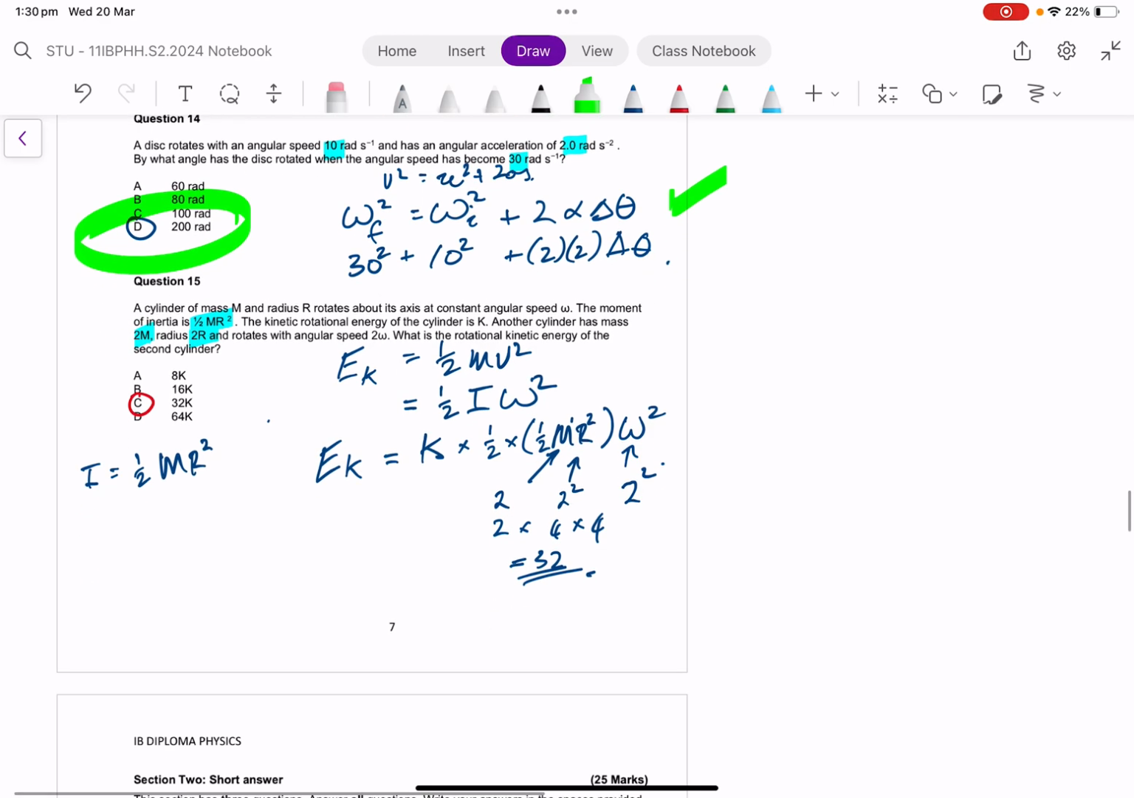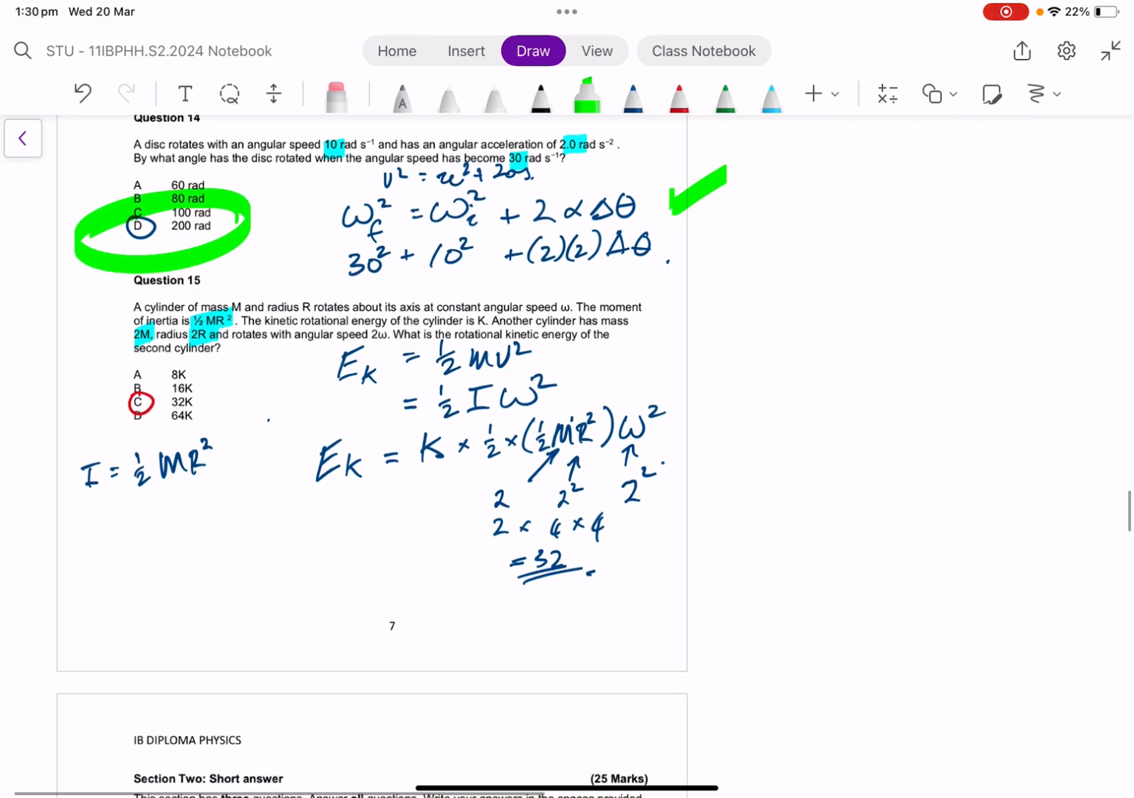Happy times. Next one. A cylinder of mass m, radius r, blah, blah, blah. The moment of inertia is half mr squared. That's going to be important. See how I highlight the important numbers and important facts. The kinetic rotational energy of a cylinder is K. Another cylinder has mass 2m and radius 2r.